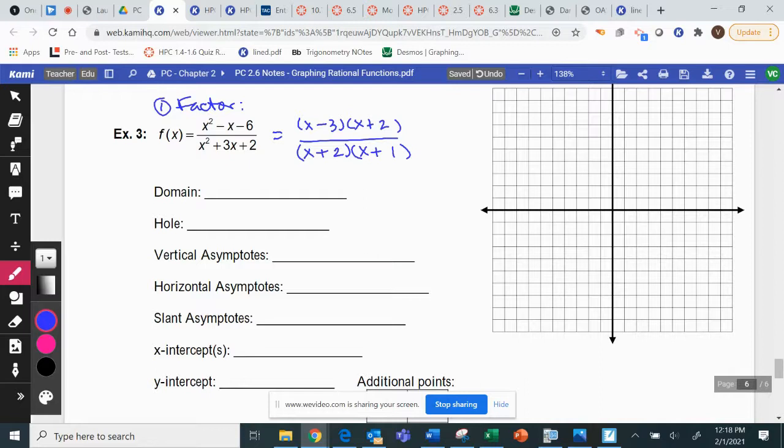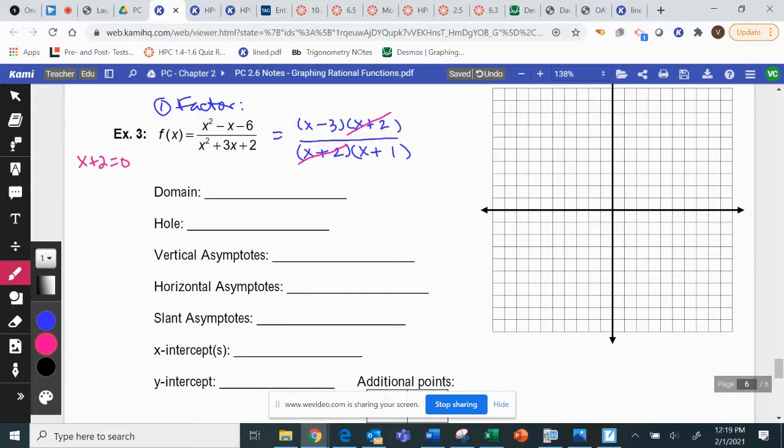Okay, we should be able to factor it. Top would be an x minus 3 and an x plus 2. The denominator would be an x plus 2 and an x plus 1. What can happen? Right. So we can cancel out the x plus 2s, but we're not going to just forget about those x plus 2s forever and ever. They are going to come back. So we canceled out the x plus 2.